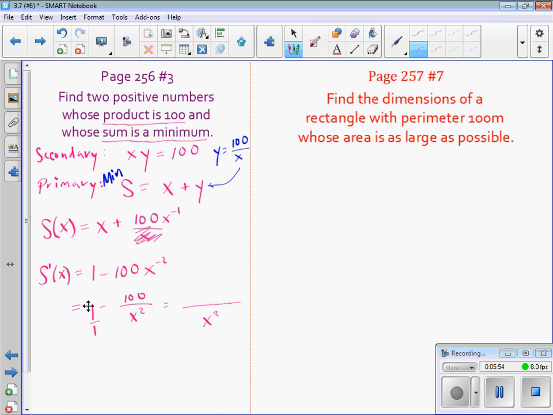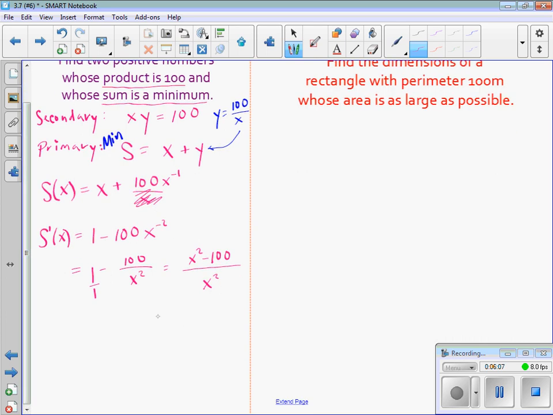So if I want x squared in the denominator, I have to multiply by x squared up here. So I get x squared minus 100. Does that look okay to everyone? Okay, so then we find when it's 0. So the first derivative equals 0 when the numerator is 0. So when x squared minus 100 equals 0, or x squared equals 100.